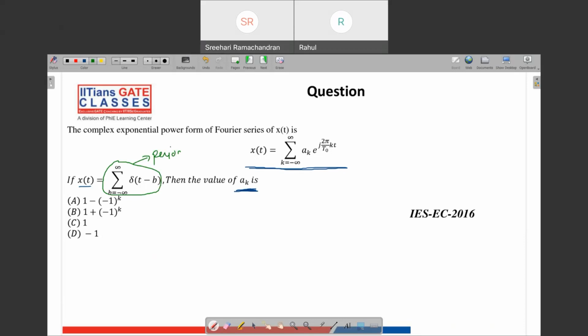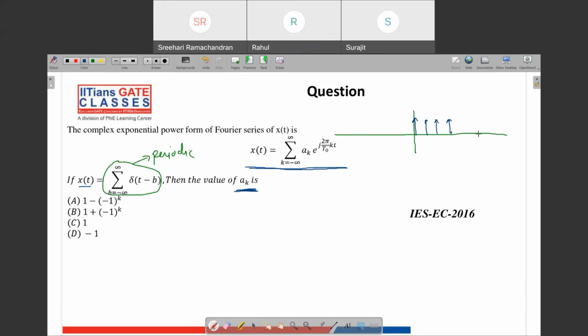So if you plot it, this is how it is going to look. When you put b equal to 0, you will simply get delta t. When you put b equal to 1, you'll get delta t minus 1. When you put b equal to 2, you'll get delta t minus 2, delta t minus 3, and so on. So you will be getting a kind of impulse train. You have one impulse here, one impulse, one impulse. This is all for the positive values of b. For the negative values of b, for example, if you put b equal to minus 1, you'll get delta t plus 1. When you put b equal to minus 2, you'll get delta t plus 2, and so on. So you'll get the same impulses on the negative time axis also.